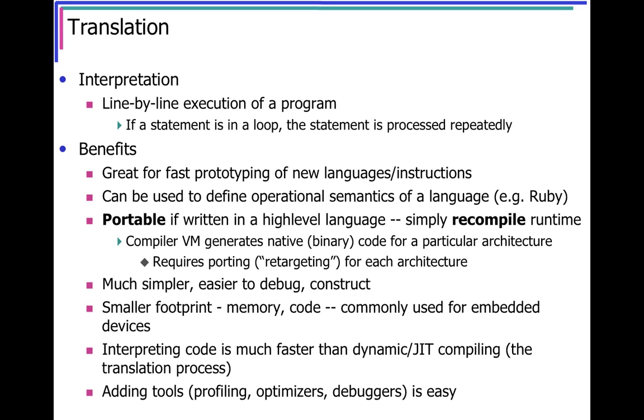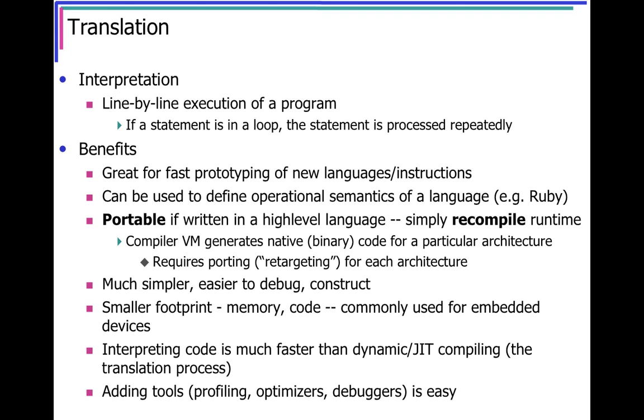Next, and I think the most important reason that interpretation is used today is because it's portable. Notice if you write the interpreter itself in a high-level language, that is, you implement all the handlers in a high-level language, you simply have to recompile that code to run on different architectures. In a compiler, what you're doing is you're going to actually generate the native code, that is, the binary code for a particular architecture for the code bodies in one of these languages like Java. So the compiler is necessarily non-portable because it has a code generator for a particular architecture.